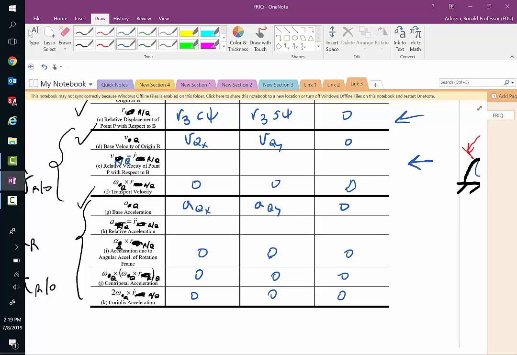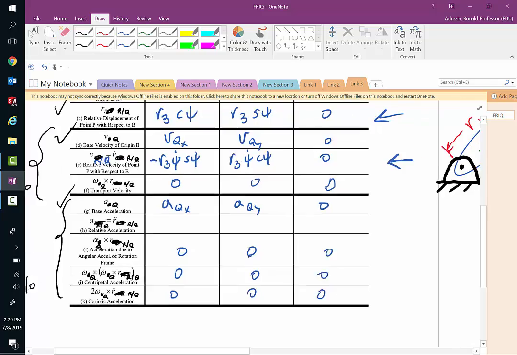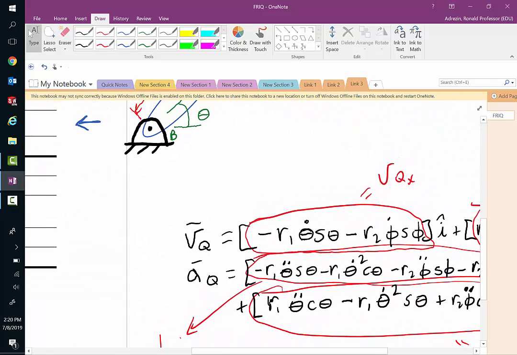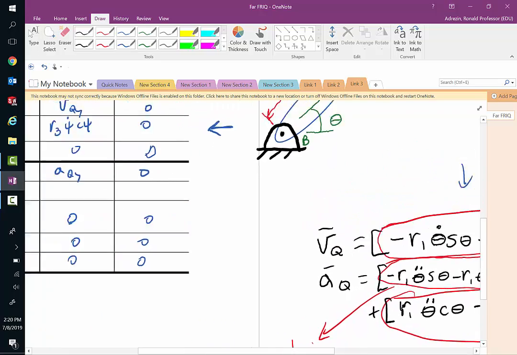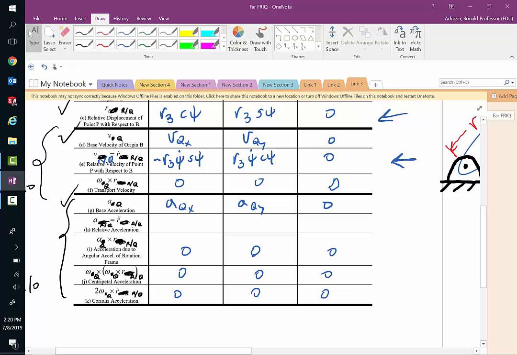The derivative with respect to time, I need to use the chain rule because psi is a function of time, but there's no t there. So I take the derivative with respect to psi, and then psi with respect to time, which is just, as we've seen before, psi dot. So I'm going to end up with minus r3 psi dot sine psi, r3 psi dot cosine psi, and 0, and those terms should look exactly like what we have here and here because I defined my theta, phis, and psis all from the y-axis. You could mix it up, but I didn't. It makes everything easier to check.